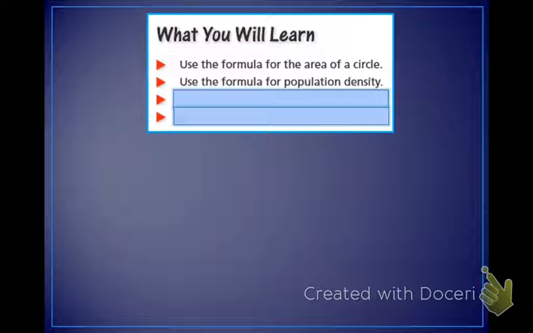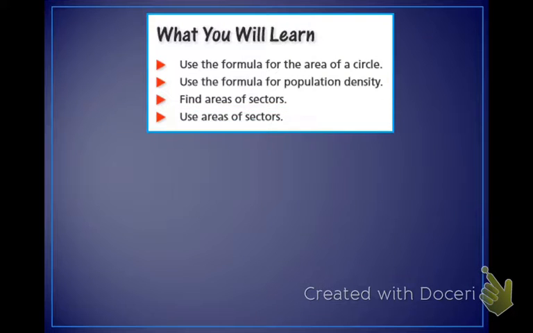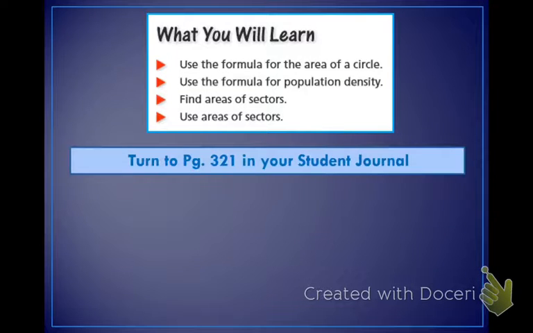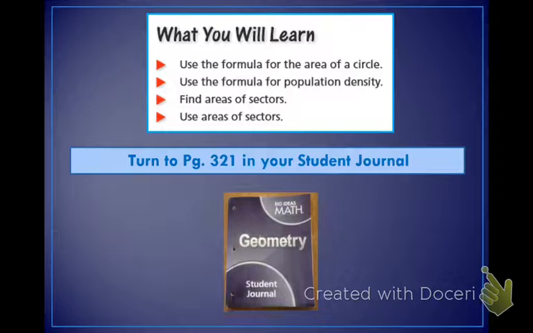Population density, we're actually not going to do yet. We're going to do it later on. Find areas of sectors. That is what we're doing today. And then use area of sectors. So those two things we're going to be doing today for a couple minutes. This is on page 321 of your student journal. It's also just on that page of notes that you have. So the only thing you really need are notes and a calculator and your formula card.